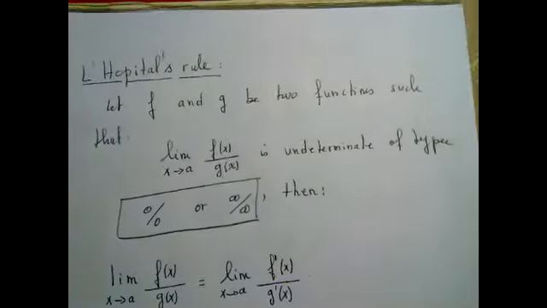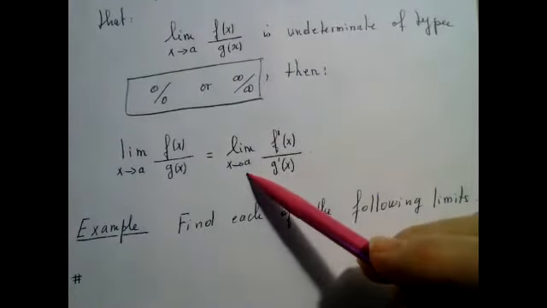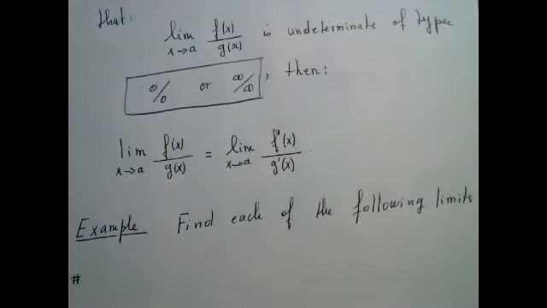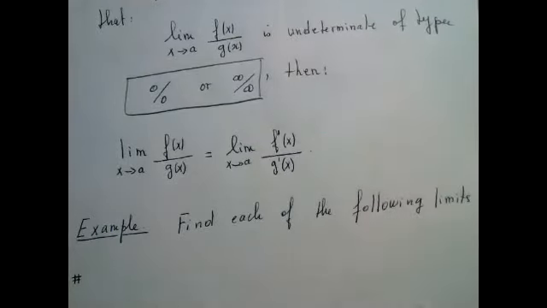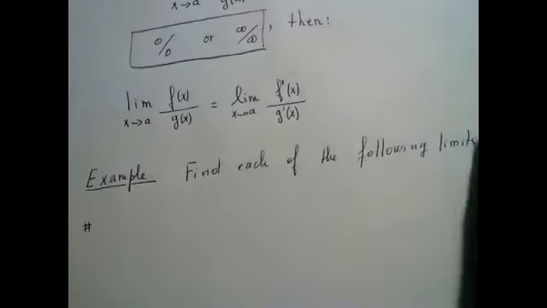Then the limit of the ratio of f over g is the limit of the derivative of f over the derivative of g. Okay, so that's what L'Hopital's rule tells us. And we're going to start applying it using several examples. All right. So let's start with some very basic example.